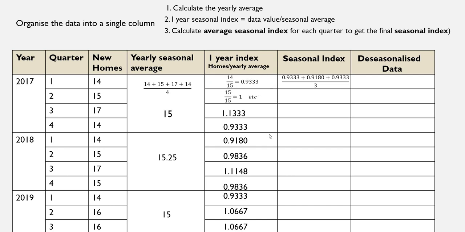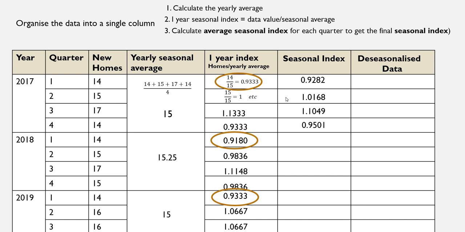2018 and 2019. Add those up, divide by 3, and that gives us our seasonal index for our first quarter.